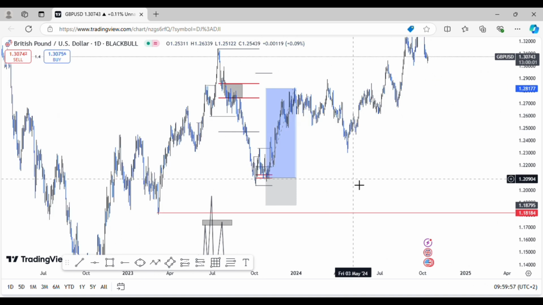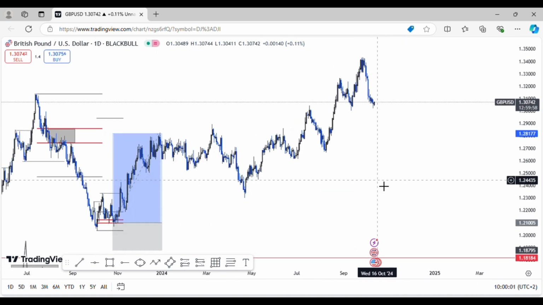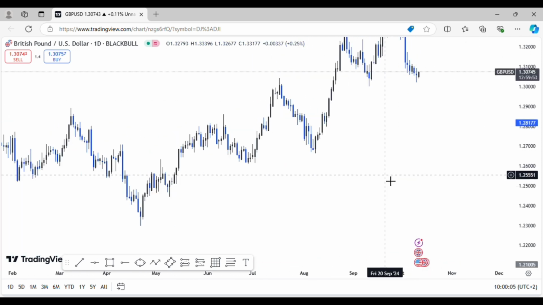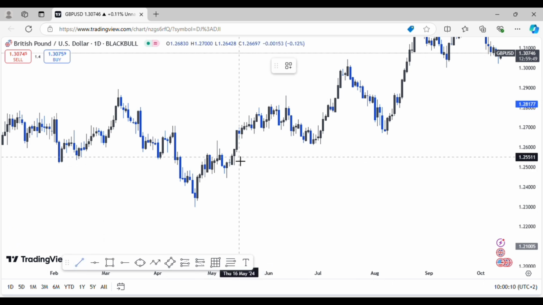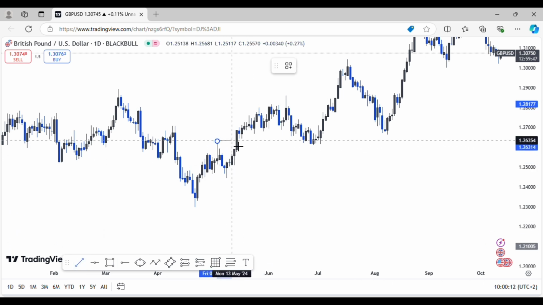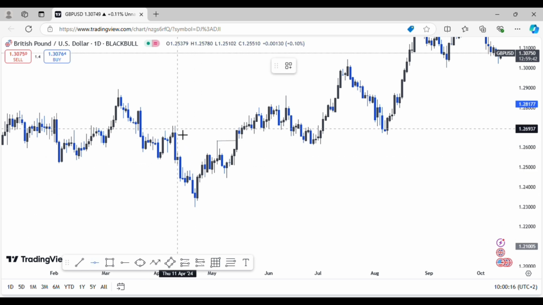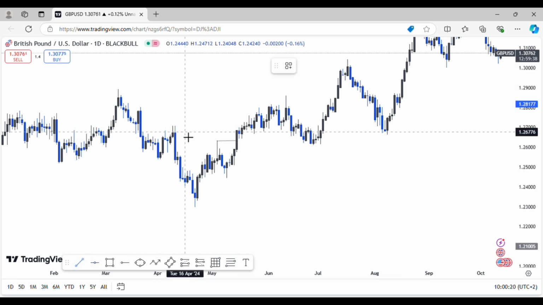That's why I always say follow a market structure, guys. Following a market structure is very, very important, you understand? It is very important, guys. So now I have another break of structure there. I have a break of structure there, and I have another one there, guys.